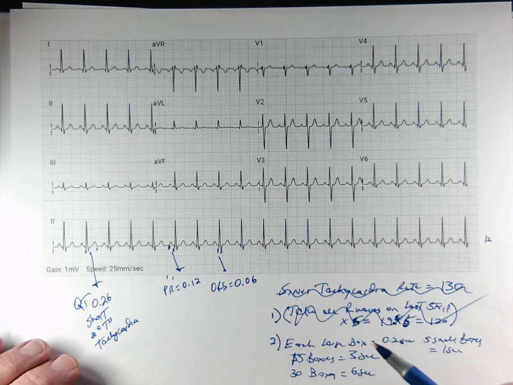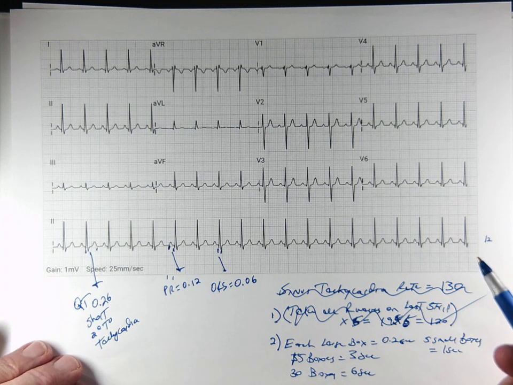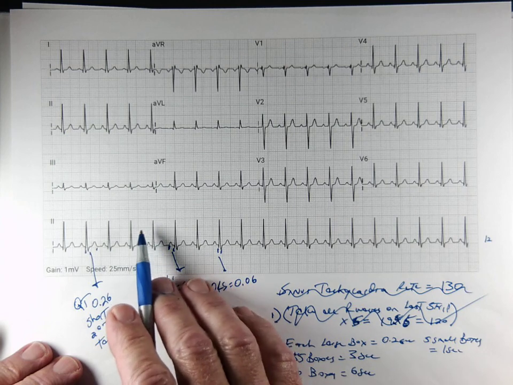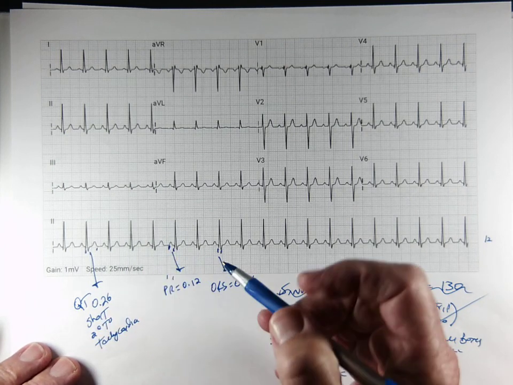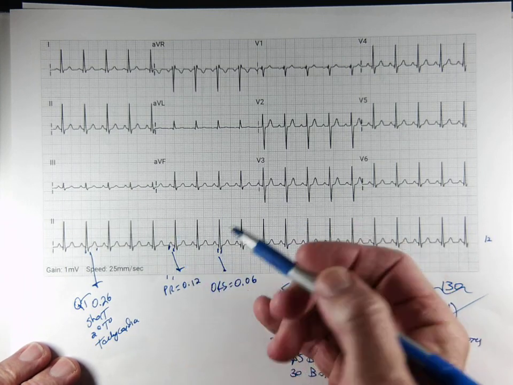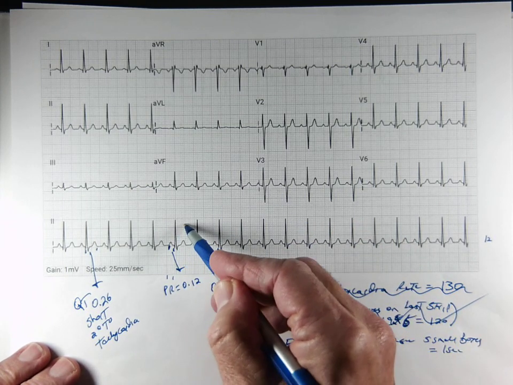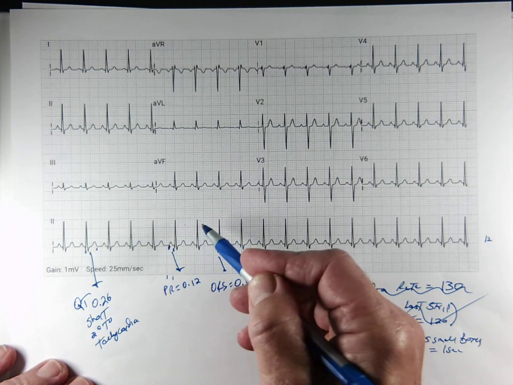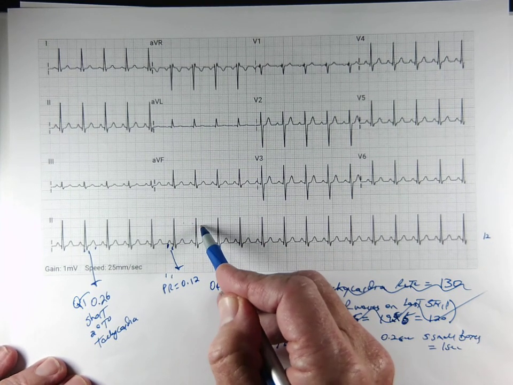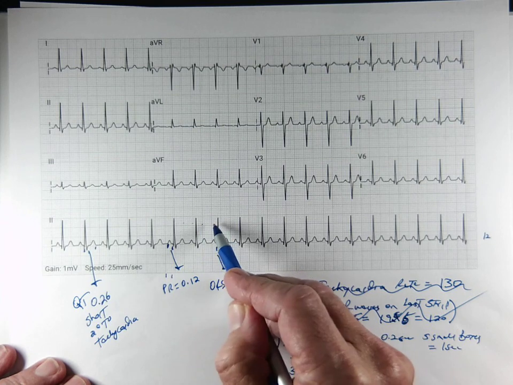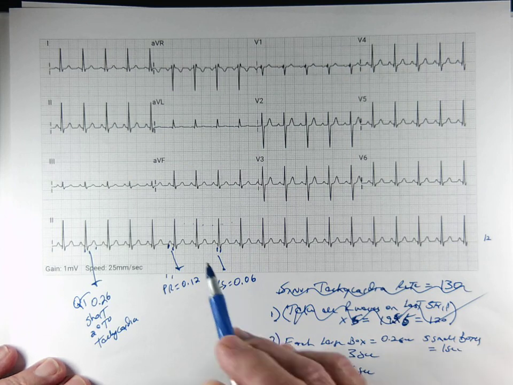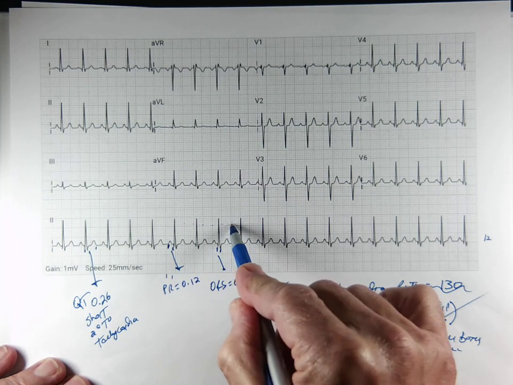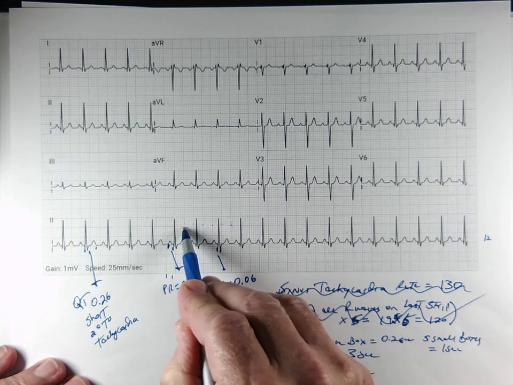The other technique I talked to you about is that we can just find a beat that's on a big line right here. And we know, because of the way this goes, the next line over would be 300, the next line over would be 150, the next line over would be 100, the next line over would be 75, 60, 50. So if this beat was here and the next beat was here, my heart rate would be 50. If it was here, it'd be 300.